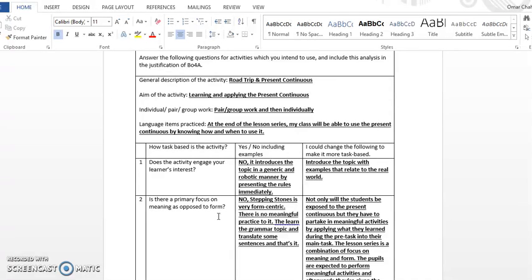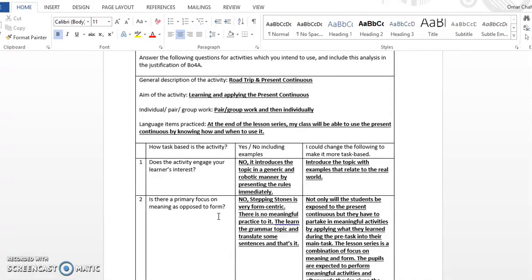It introduces a topic in a generic and robotic manner by presenting the rules immediately. The rules in the stepping stones are very laid out. These are the rules. The present continuous is formed by a form of to be plus the stem and adding -ing at the end.